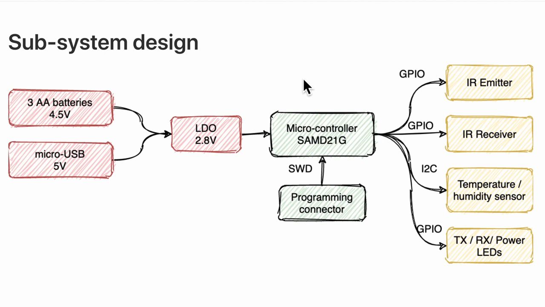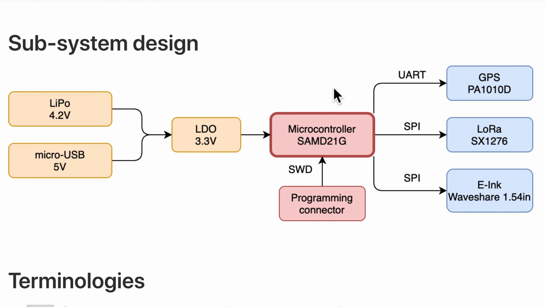So the subsystem level can be a simple connection of functional blocks that describes the system. For example, in an IR blaster, an infrared blaster, the microcontroller is powered by the batteries or the USB and is connected to the infrared receiver and emitter. Similarly, for my current LoRa GPS project, I decided to power the microcontroller with a LiPo or a USB and connect the GPS via UART protocol and LoRa radio and E-ink display modules via the SPI protocol.